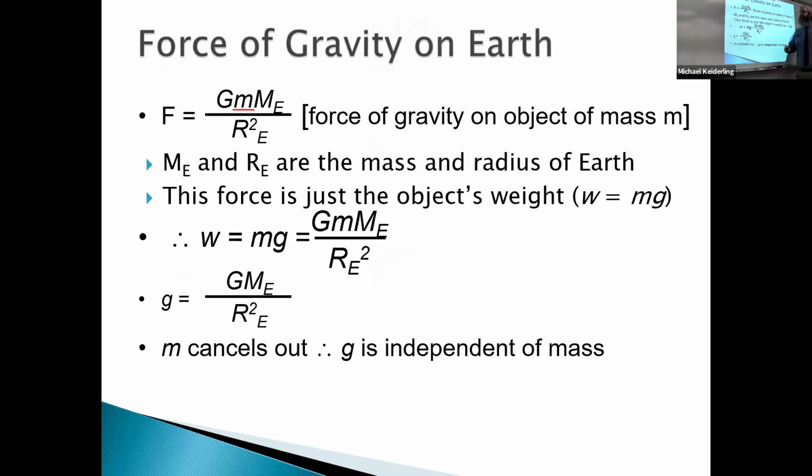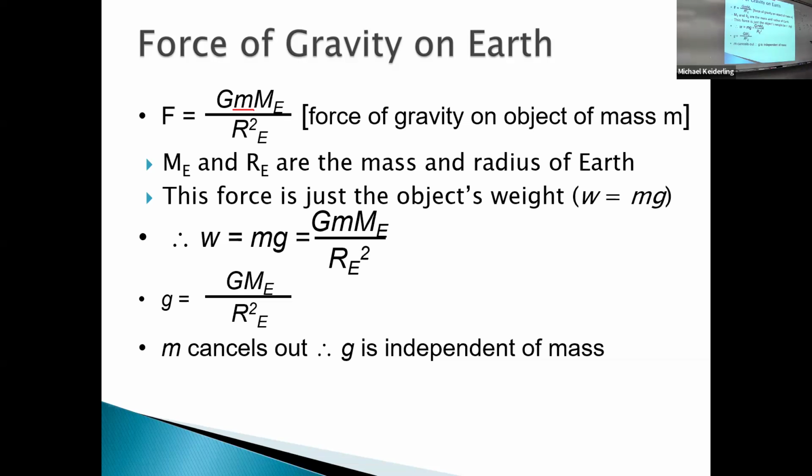Now, if we look at the force of gravity on Earth, we can plug in the mass of the Earth and the radius of the Earth, because Earth is a ball or close enough to a sphere. So we can say that the gravity is just as if all the mass was in the center of the Earth. So it's the mass of the Earth and the radius of the Earth. And this force, big G times the mass of the object times mass of the Earth over radius of the Earth squared, is just the object's weight, which we know is mass times little g.